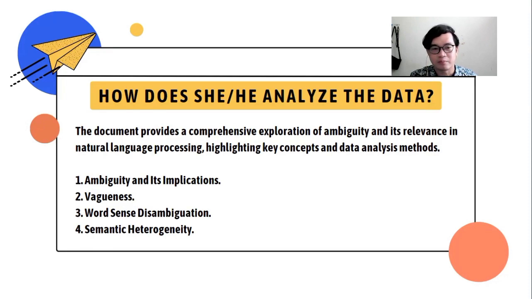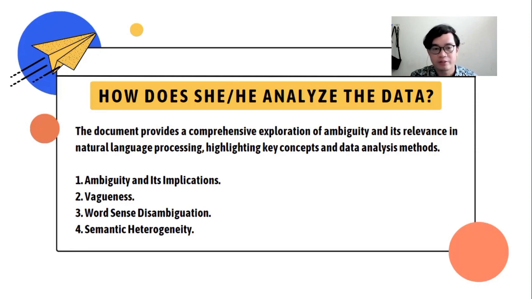Vagueness relates to implicit or quasi-meanings of words and expressions. It could explore how NLP systems deal with vague language, which is common in everyday communication. Three is word sense disambiguation. The document may highlight the need for robust WSD methods, which are essential for understanding the correct meaning of words in context.